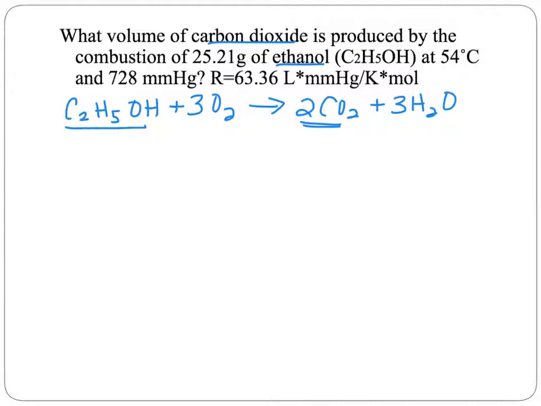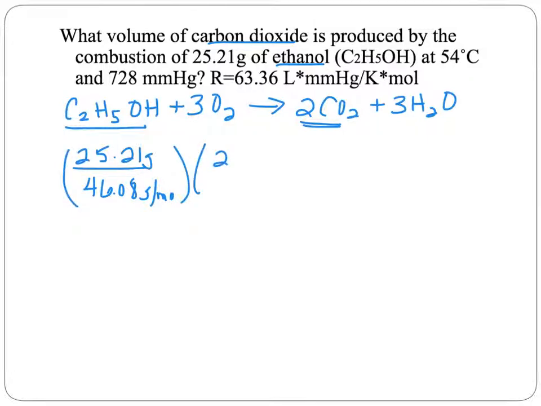The next thing to do is figure out how many moles of carbon dioxide will be produced. So if we have our 25.21 grams of the ethanol, and we divide that by how many grams are in a mole, 46.08 grams per mole for ethanol, and then we can multiply that by our ratio of 2 moles of carbon dioxide for each mole of the methanol, or ethanol, sorry.